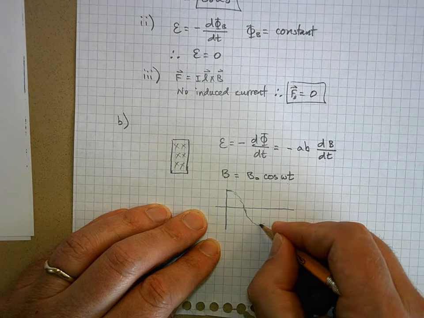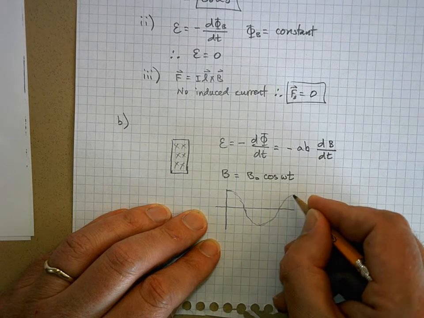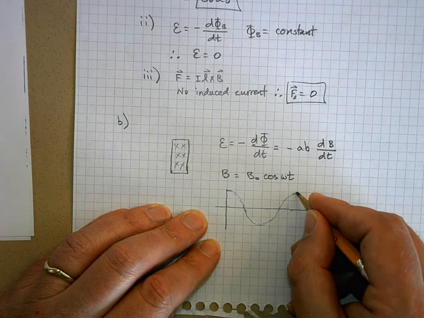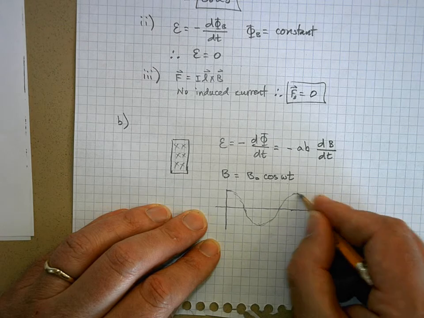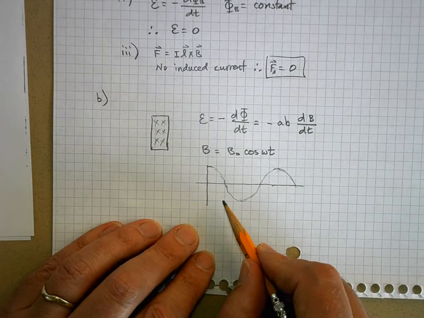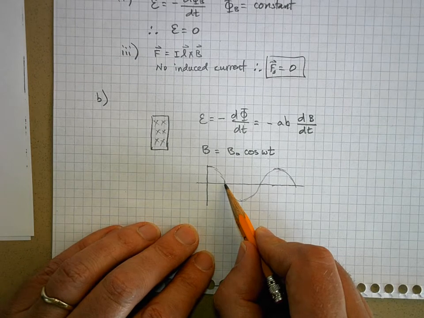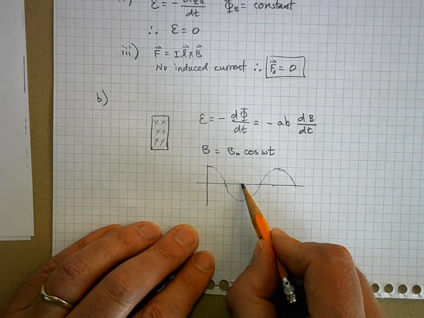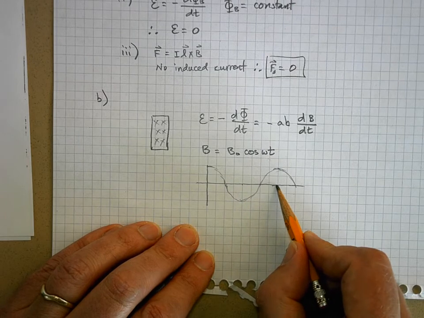I'm going to graph the magnetic field here just to help me visualize it. If you can visualize this in your head, you probably don't need to do this. But here's pi over 2 right here, right? Because this is pi, it's 3 pi over 2, 2 pi.